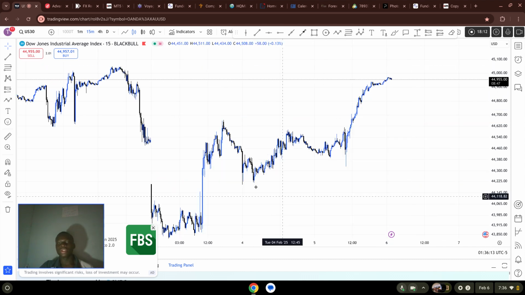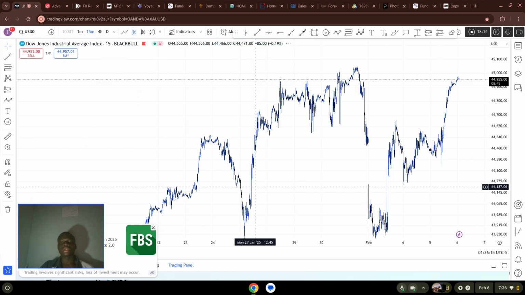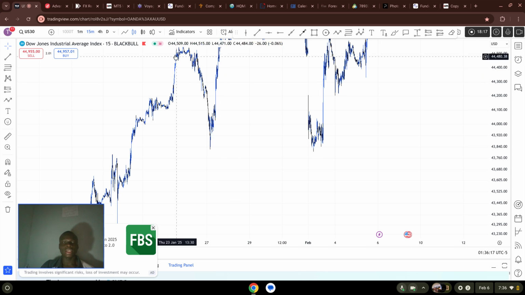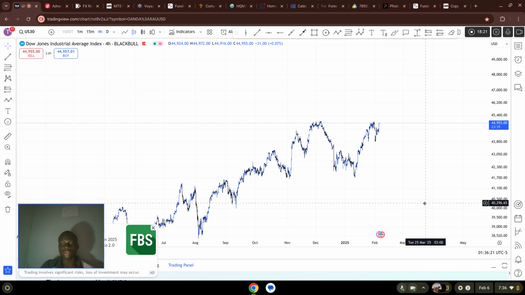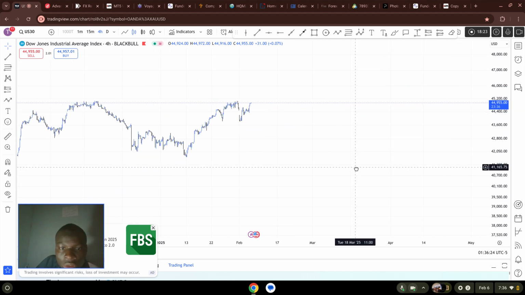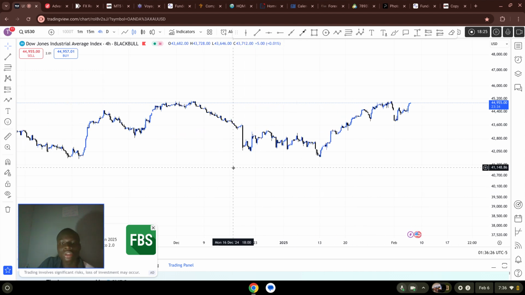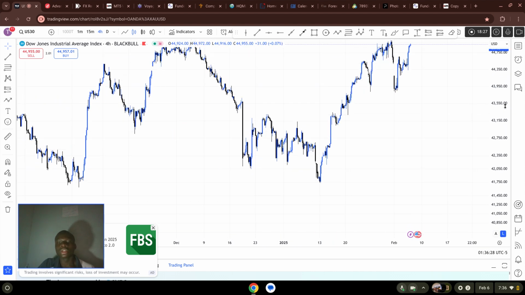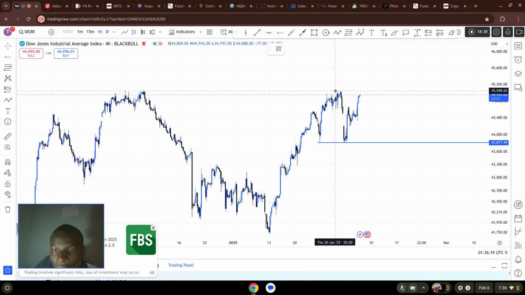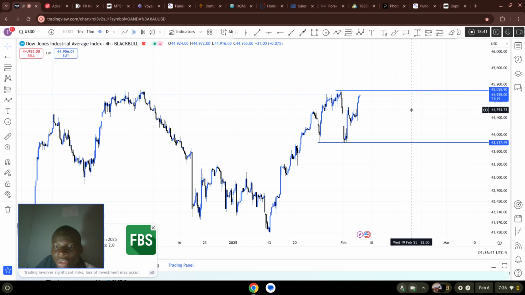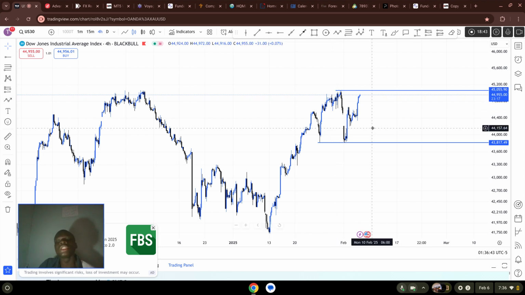US30, if you remove everything, you're going to probably see higher highs, higher lows. So 4-hour time frame. So let's go see. So high. So this very strong low, weak high. So expect the market to break out of this high in continuation.